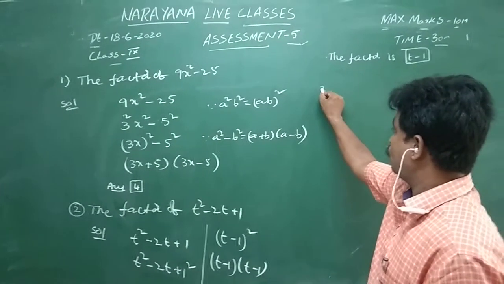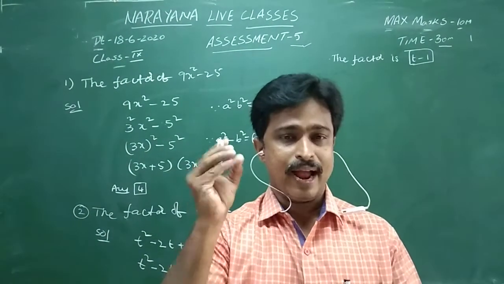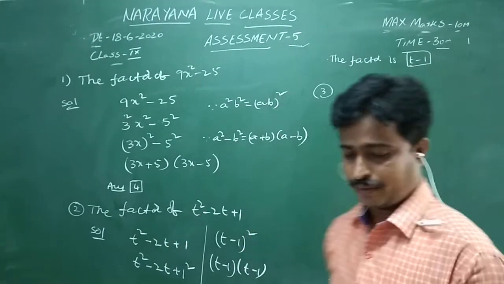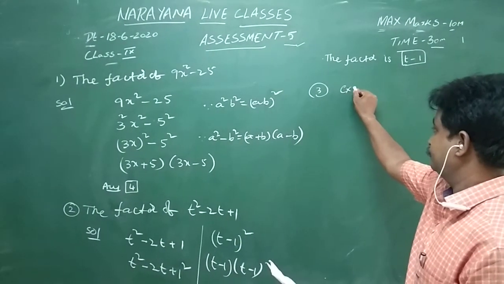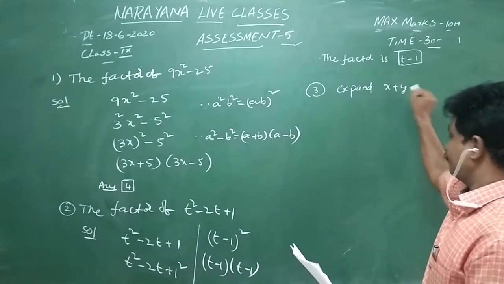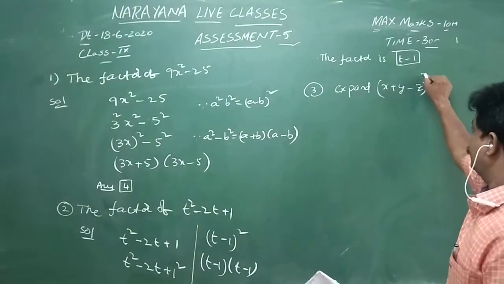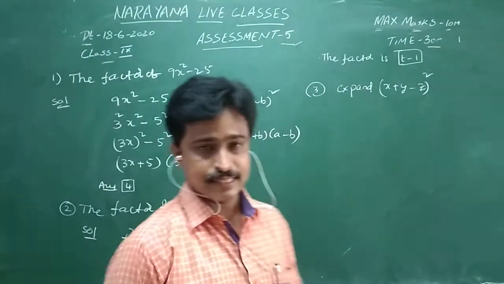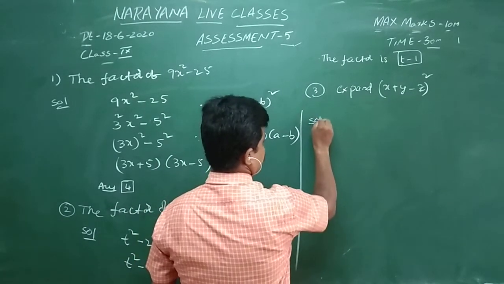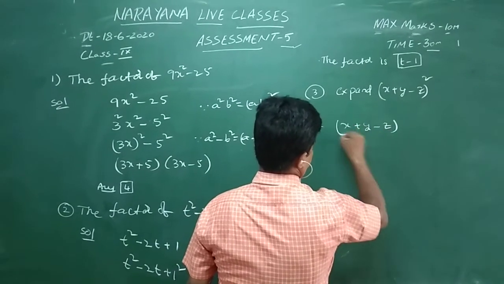Coming to question number 3, he has given: expand x plus y minus z whole square. So I take this solution: x plus y minus z whole square.